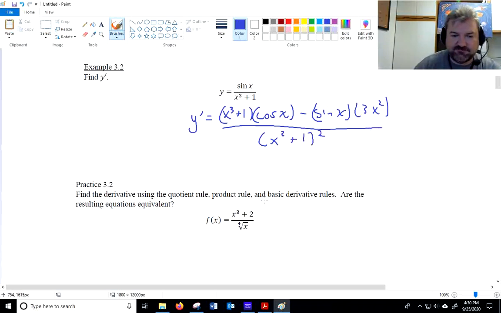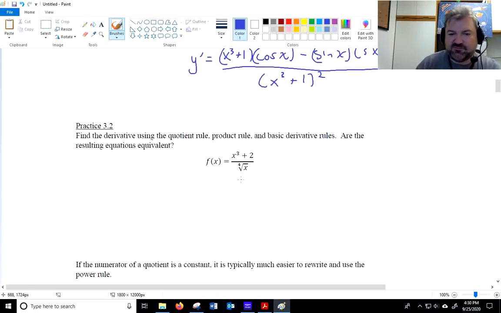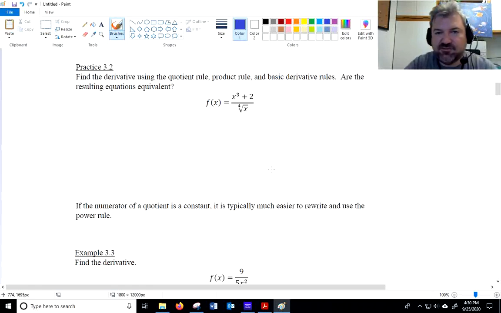Okay, your turn. I want you to find the derivative using the quotient rule, the product rule, and basic derivative rules. See if you can do practice 3.2 in 3 different ways and see if the results are equivalent. Now, just give it your best shot. I know you may not know all these different ways of doing it perfectly, but see if you can figure out how to use the quotient rule, the product rule, and basic derivative rules.